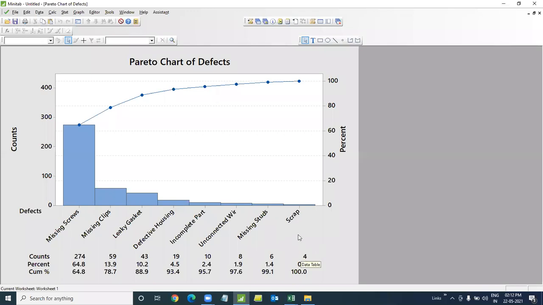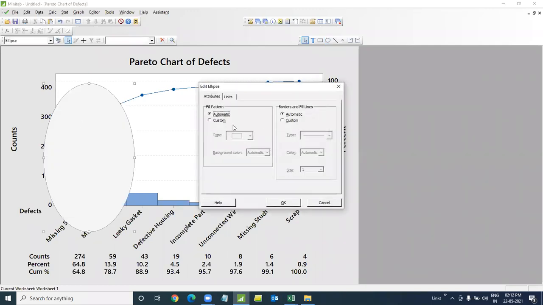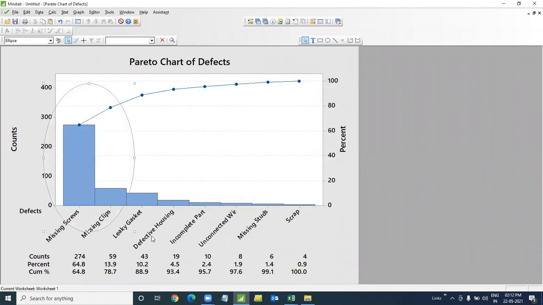As per Pareto, 80% of your problems will come because of 20% of reasons. So technically, if I look at 80%, where is that 80%? This is where my 80% is. How do I know? Just trying to get rid of this shaded part. At the bottom, there's a cumulative frequency line that tells me that these two problems alone, the missing screws and missing clips, contribute 78.7% of the problem.